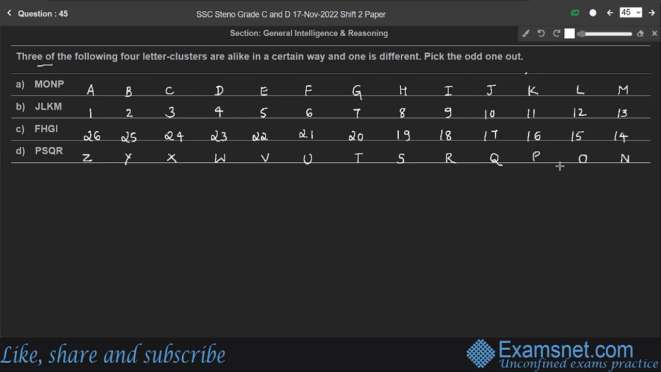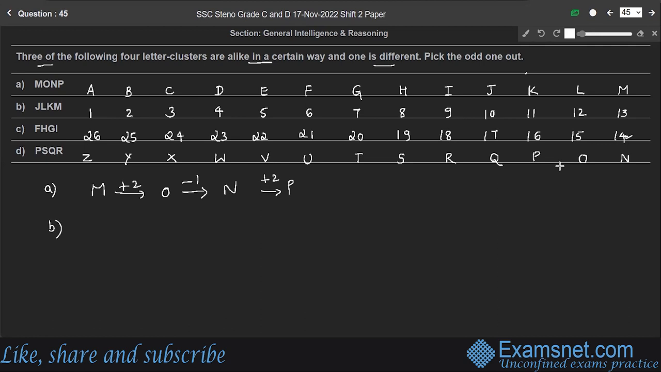Question 45. Three of the following four letter clusters are alike in a certain way and one is different. Pick the odd one out. Here the first cluster is M, O, N, P. We'll find how these letters are related. For reference, I have written the positional values of each letter. M is 13, O is 15, so M plus 2 is O. N is 14, so O minus 1 is N. And P is 16, N is 14, so N plus 2 is P.